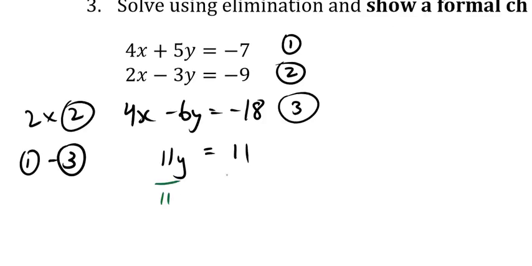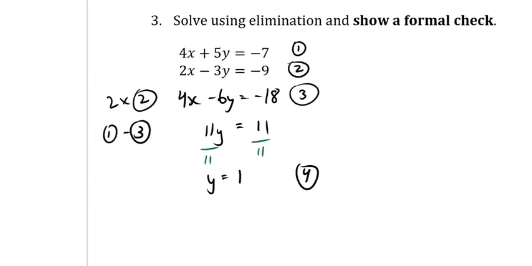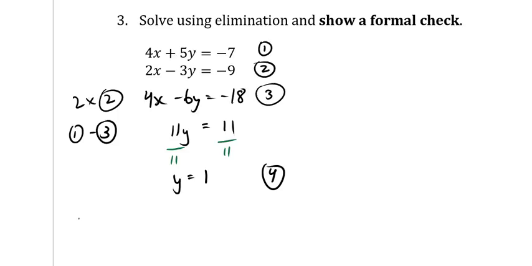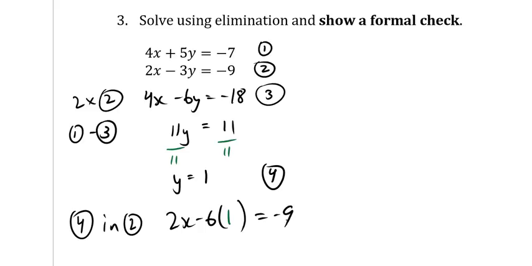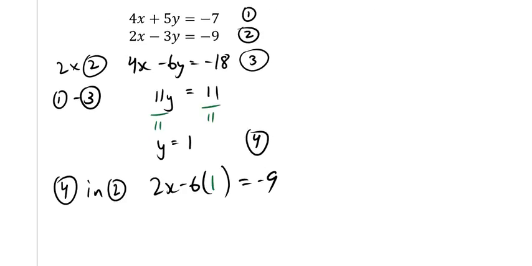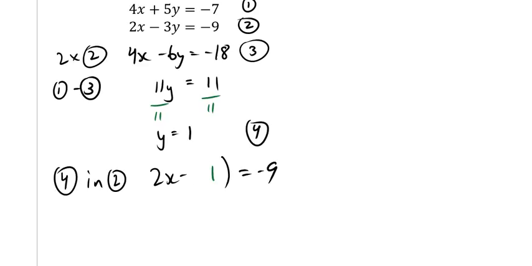Divide both sides by 11. And y equals 1. Equation 4. And I do the same as I did in the last question. Now, from here on, it's the same. 4 into, let's go into 2. So 2x minus 6 times 1. Subbing 1 in for y equals negative 9. Is that right? No, that should be a 3. So 2x minus 3 equals negative 9.